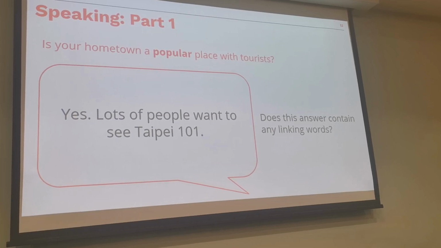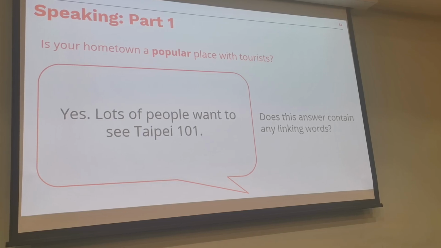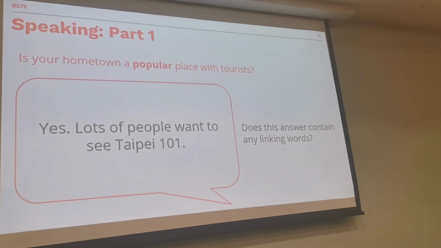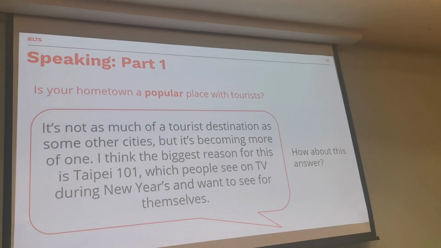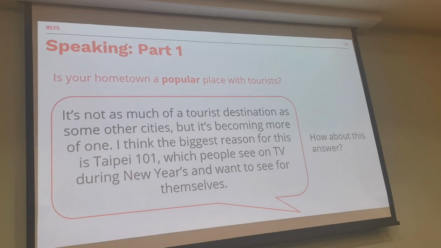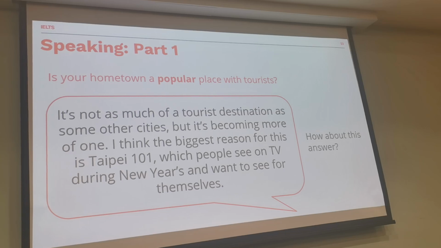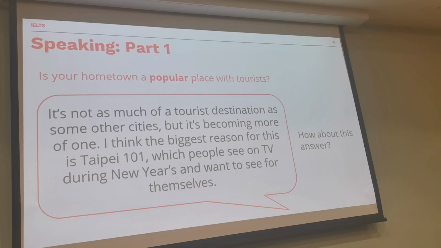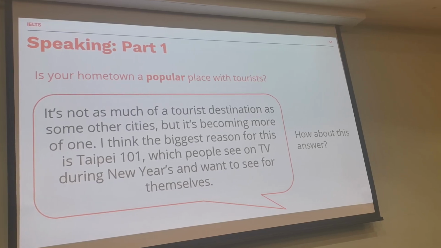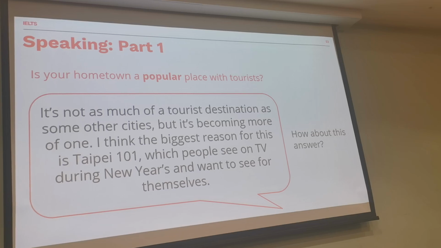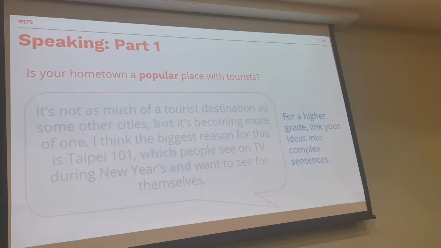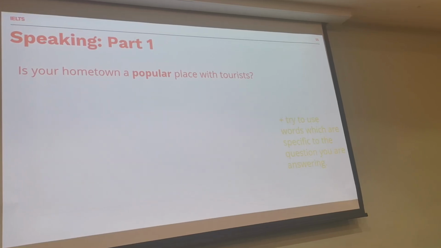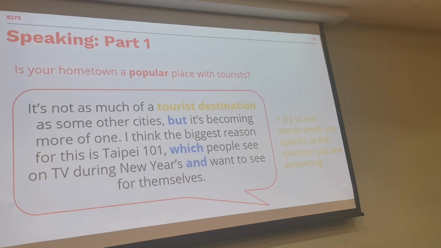Is there any linking? So we need to use, as the mark schemes say, a range of cohesive devices. We need to use ways of linking our ideas together. So we can say, it's not as much of a tourist destination as other cities, but it's becoming more of one. So talking about change, I think the biggest reason for this is Taipei 101, which people see on TV during New Year's and want to see for themselves.